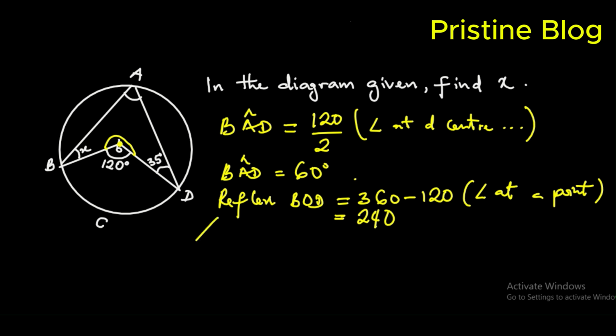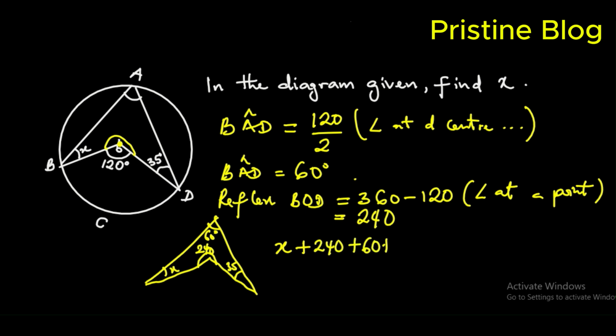Okay. Now we'll consider BADO, a quadrilateral. And that is the reflex BOD we have just gotten, which is 240. We have already gotten BAD, which is 60. We are given 35 there already. We want to get x. So the sum of all these angles together is equal to 360 degrees. That is the sum of the angles in a quadrilateral. Okay, we add all of them together and equate it to 360 degrees.